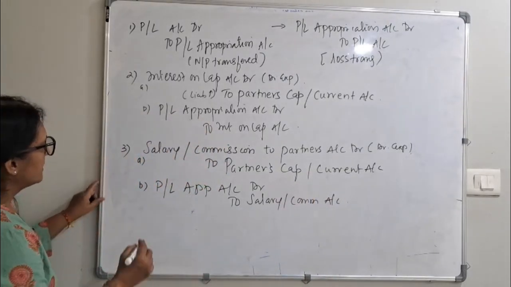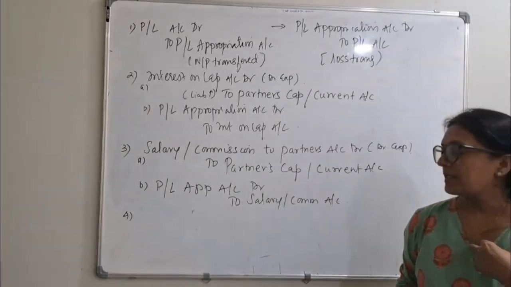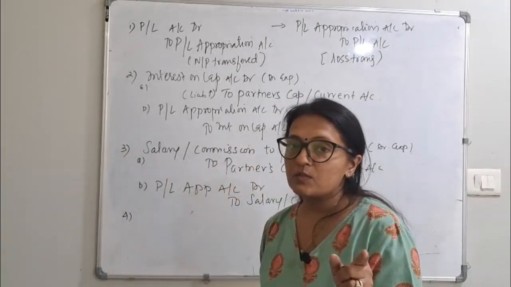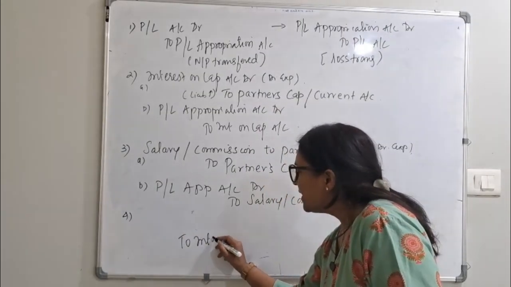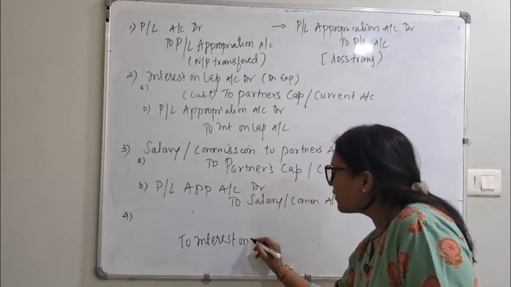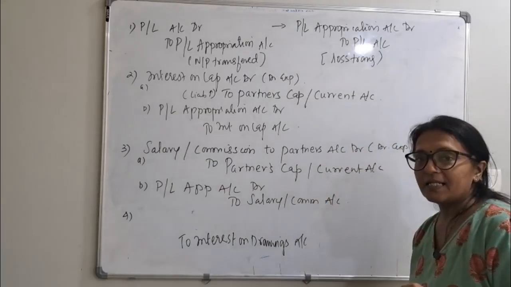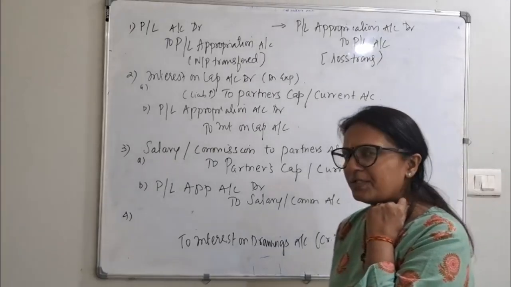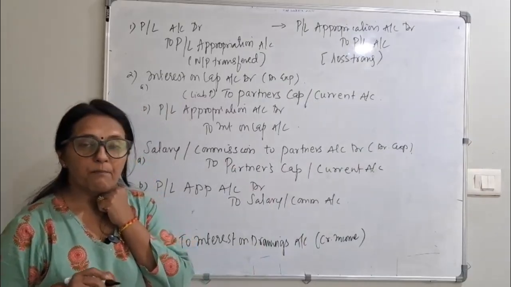Got it? Fourth one is interest on drawings. In this case, interest on drawings is what? It is an income. So you know it is an income. To interest on drawings. For the firm it is an income. Credit the income. What will you debit now? Will you debit drawings or will you debit partner's capital account?